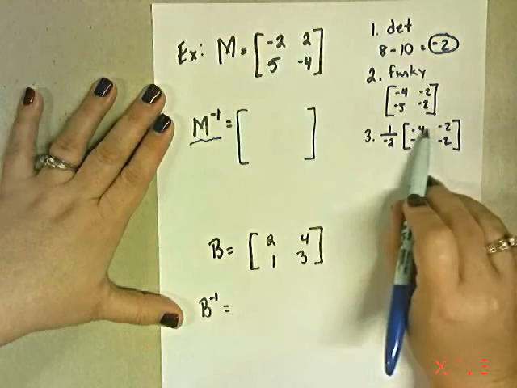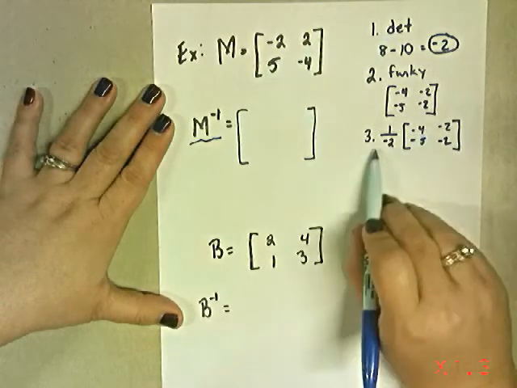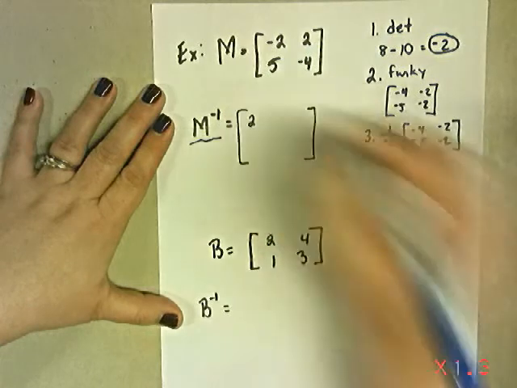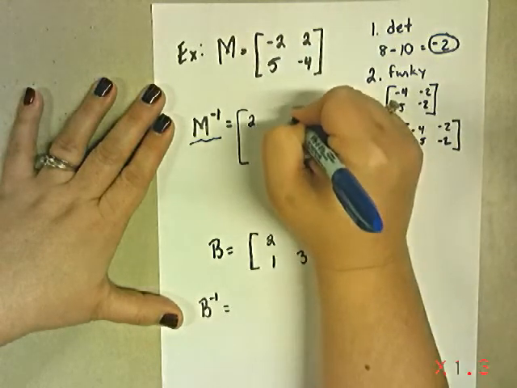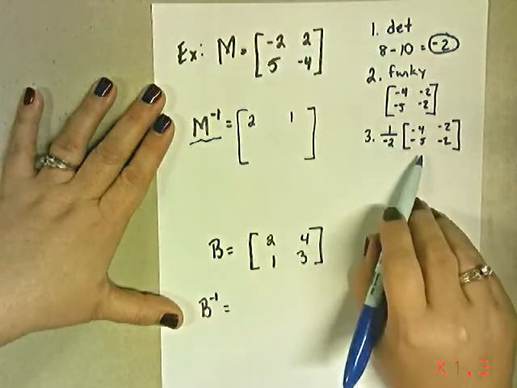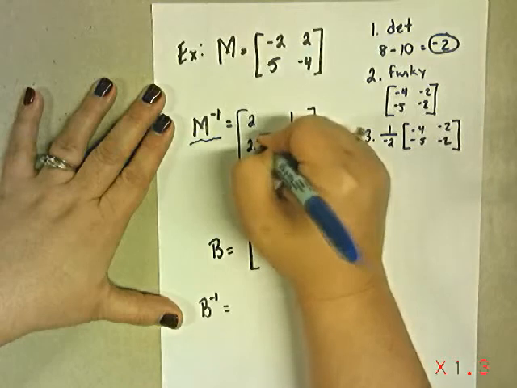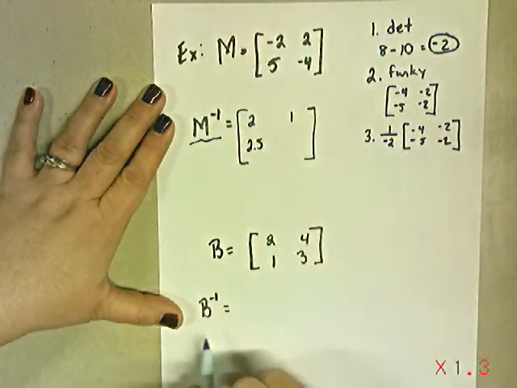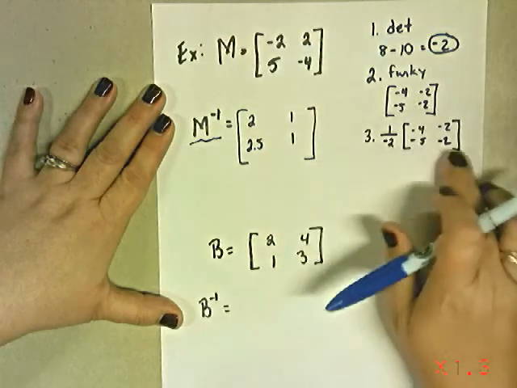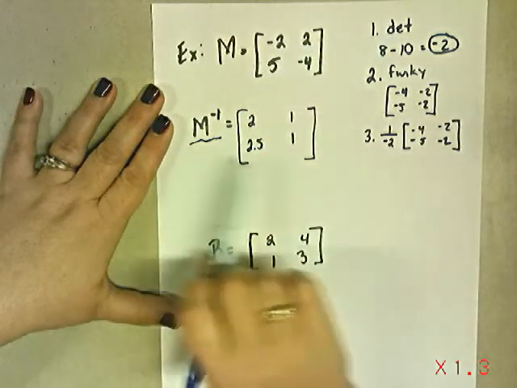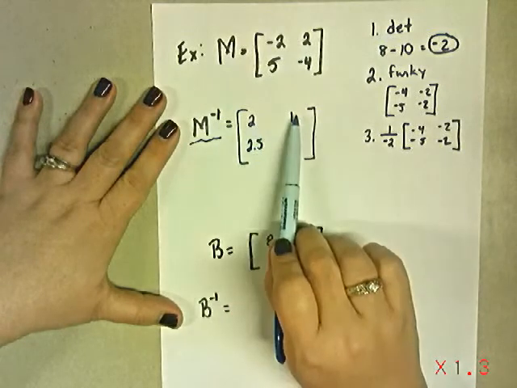So -1/2 times -4. Half of 4 is 2. Negative times a negative is positive. Half of 2 is 1. Negative times a negative is a positive. Half of 5 is 2.5. And a negative times a negative is positive. Half of 2 is 1 again. And a negative times a negative is positive again. So the inverse of matrix M is 2, 2.5, 1, 1.